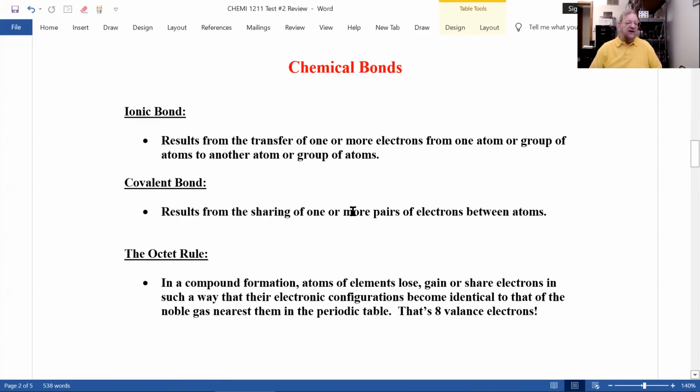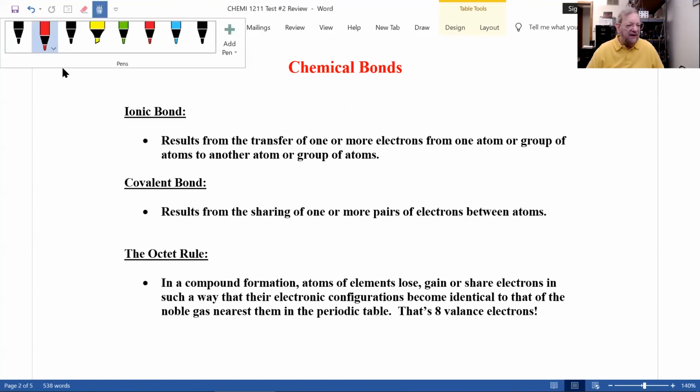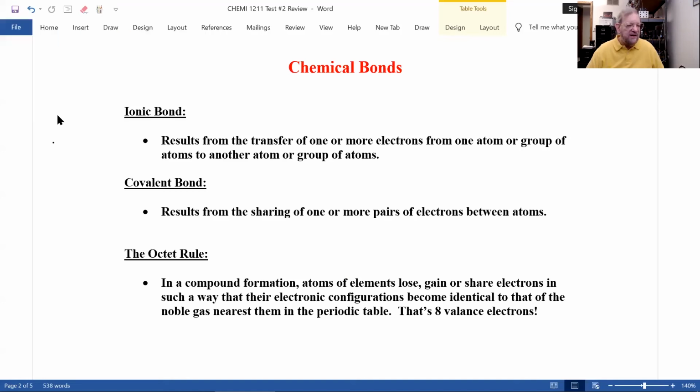Next thing I talked about was the chemical bond. And chemical bonds are the forces that hold atoms together in molecules.